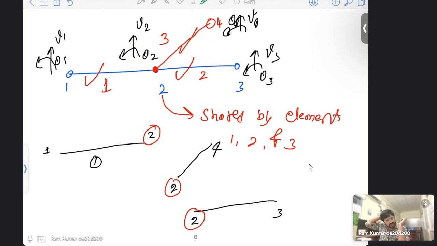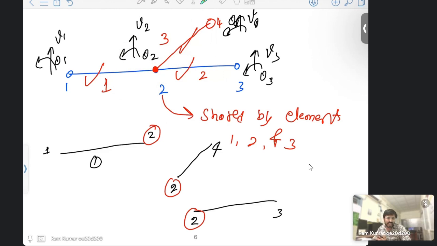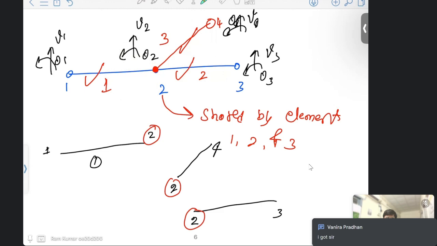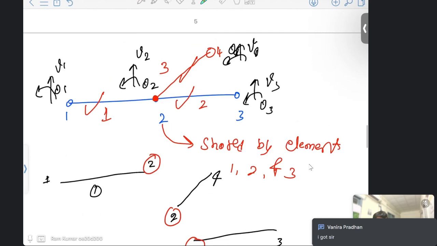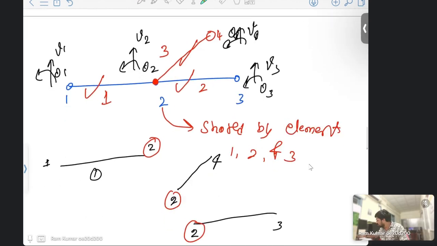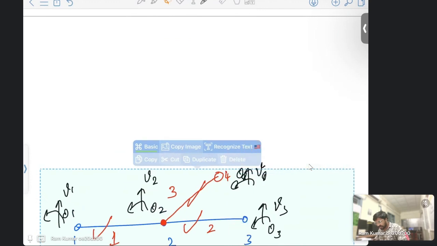I think now you got it, okay, hopefully. Should I explain again? Okay. So now what we are going to do? I will just copy from this one. Cut.